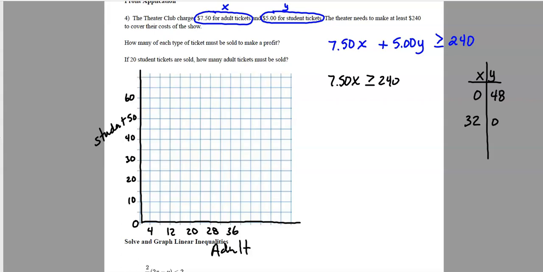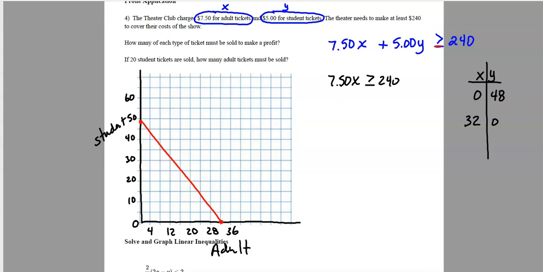Now I've got to put my 2 dots on there so I can graph this thing. Well, 0, 48 is right here. And down at the bottom, I have 32, 0, which is right there. And since it can be equal to 240, I can just come with a solid line. So there's the line that represents the combinations of tickets I need to have. So it says how many of each type of ticket must be sold to make a profit. We had either 48 students or 32 adults.